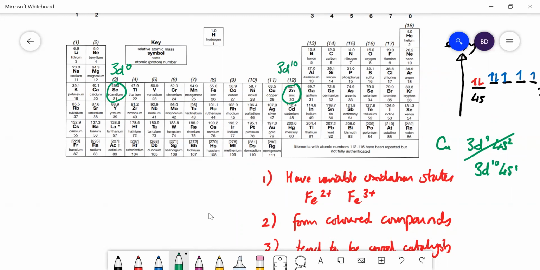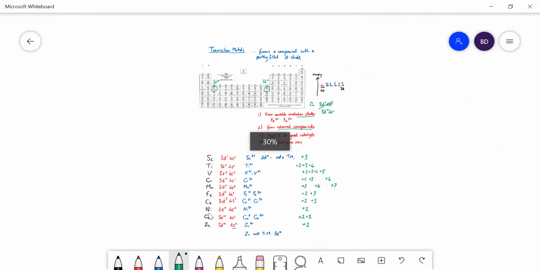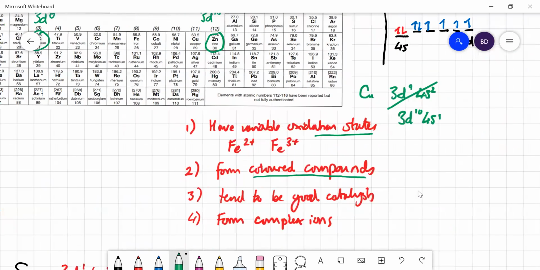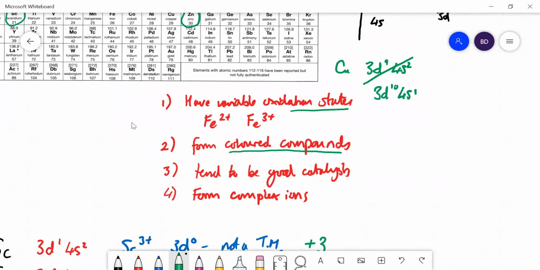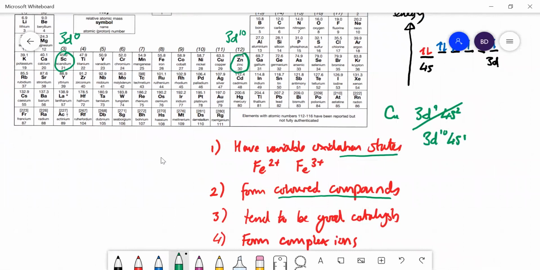And also, if you look at this, they don't do a lot of these things. They don't form variable oxidation states. Their compounds are all white, they're not colored. They don't tend to be very good catalysts. They do form complex ions, and other things form complex ions. But these first three, they don't really do them. So that's our introduction to the transition metals then.